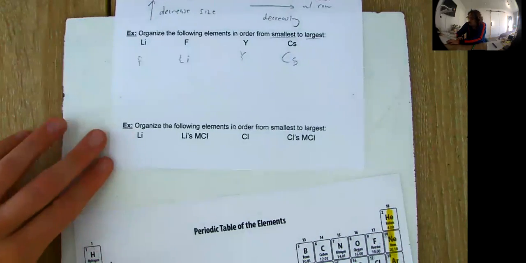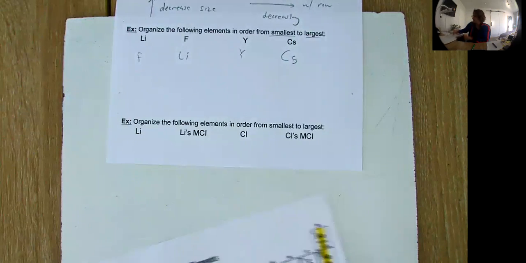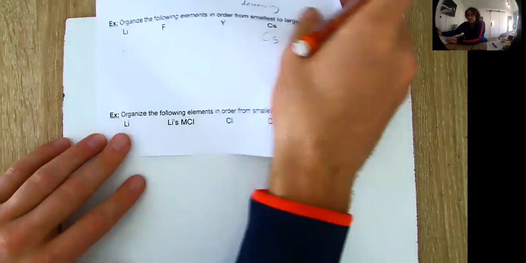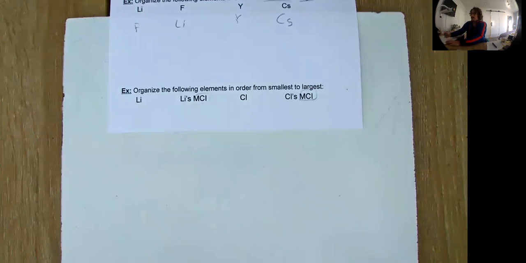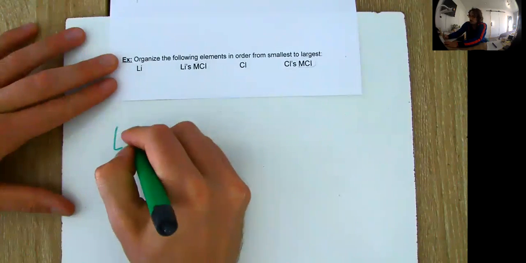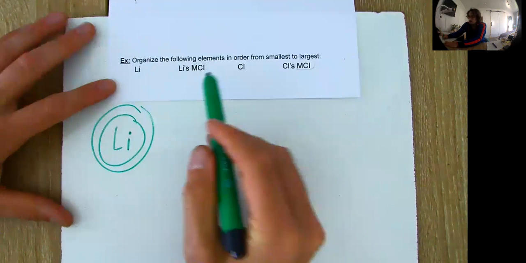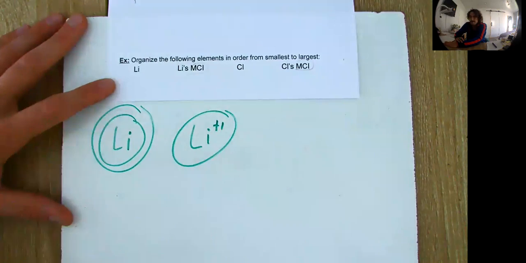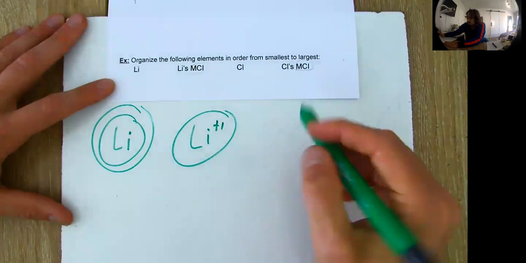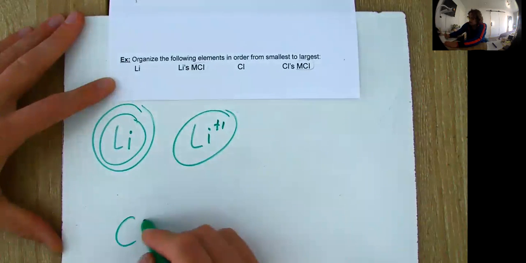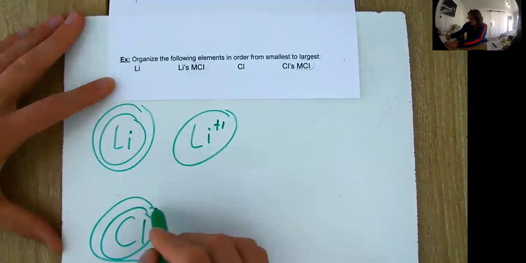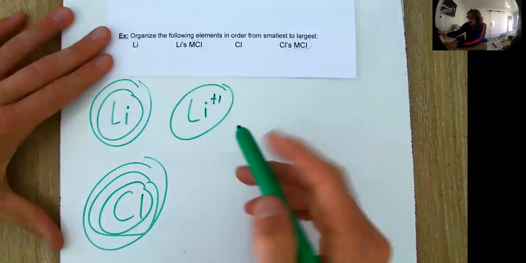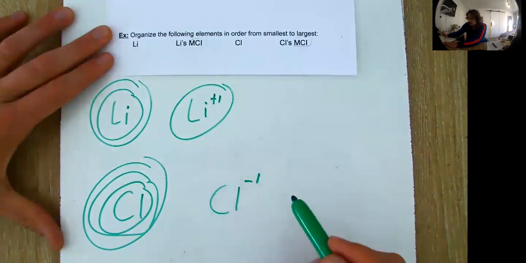Okay, this is going to be a little more difficult because now we're talking about the MCIs, most common ions. When we're talking about lithium, lithium has 2 shells. Lithium's most common ion, though, only has 1 shell. Chlorine, let's go down here, has 3 shells. 1, 2, 3 shells for chlorine. I'm sorry, those circles are weird. Chlorine's most common ion also has 3 shells.